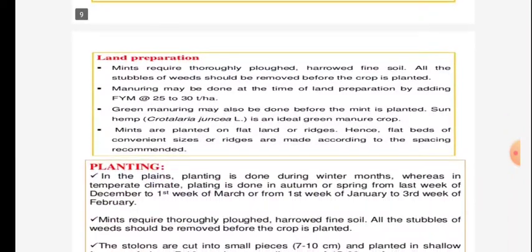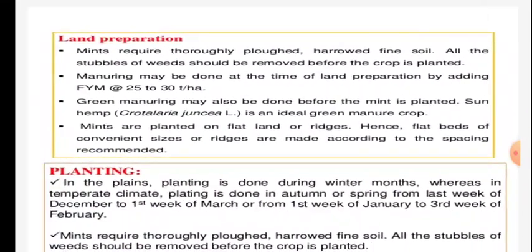So remember this. Then in land preparation, thorough plowing, that is nangarni, and harrowing, kolpani, for good soil condition. Then manuring: FYM, farmyard manure, 20 to 30 tons per hectare. Green manuring is also used. Crotalaria, which we call ghas, is generally hemp. Crotalaria juncea is added as a green manure, so it decomposes slowly. Then mints are generally planted on ridges and furrows.